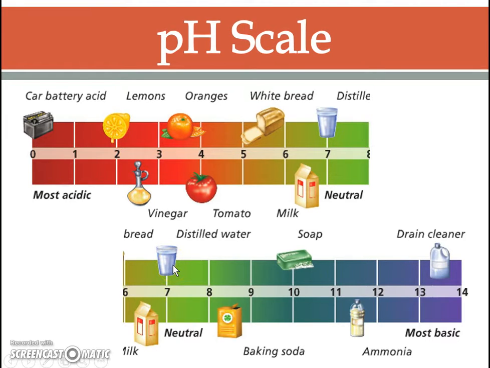Now that's distilled water. Actual regular tap water or mineral water that you get is a little bit more basic than that. So it's somewhere between a 7 and an 8. Baking soda sits at 8.5. Soap that you use, a 10. Ammonia, this is a cleaning product, 11.5. And then drain cleaner being your most basic, all the way down here at a 13.5.